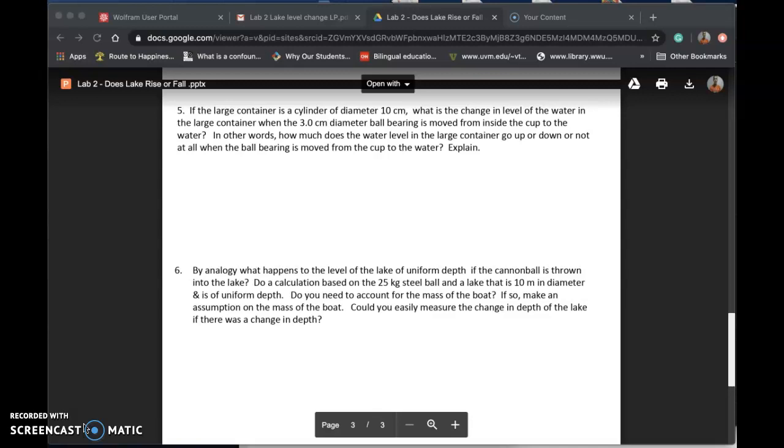Now, as in numbers 5 and 6 state, if the large container has a cylinder of 10 centimeters, what is the change in level of water in the large container when the 3 centimeter diameter ball is moved from the inside of the cup to the outside, which in this case is the water? Does the water level in the container go up or down when the ball bearing is removed from the cup? Now, in order to get to this part, we first have to go through the calculations.